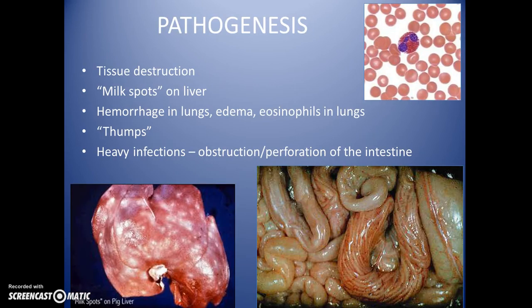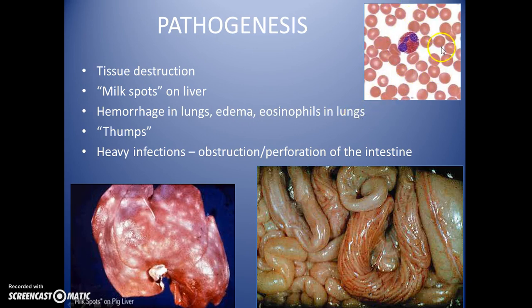So what does this parasite cause in pigs? Major tissue destruction, particularly in the liver and in the lungs. So we have milk spots on the liver, and again, this is from the tunneling larva. We can have hemorrhaging in the lungs, edema, which is fluid buildup in the lungs, and we can also see a lot of eosinophils, not just in the lungs, but also in the blood in general.